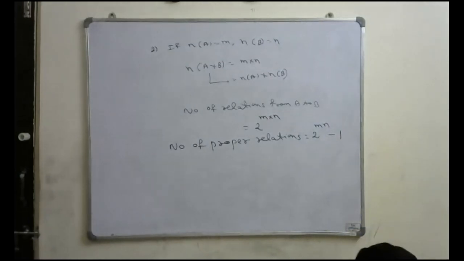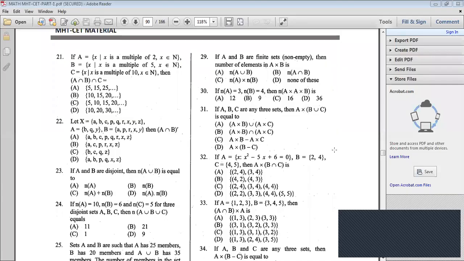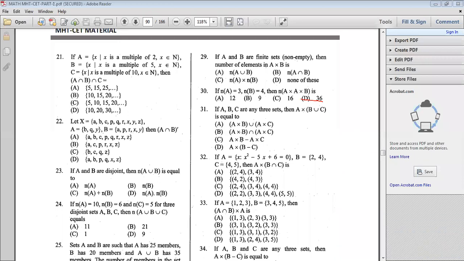Next, take the next problem. Look at the 30th. n(A) is given 3, n(B) is given 4, then n(A cross B), how much? 36. Because you have to multiply those elements. A cross B means 3 into 4. So that is 36.